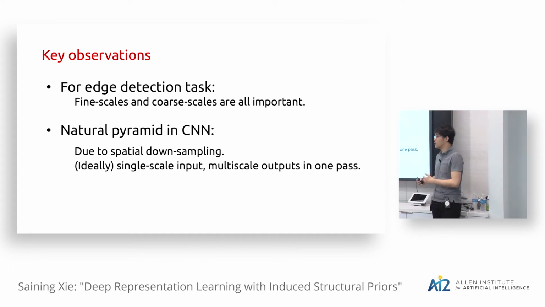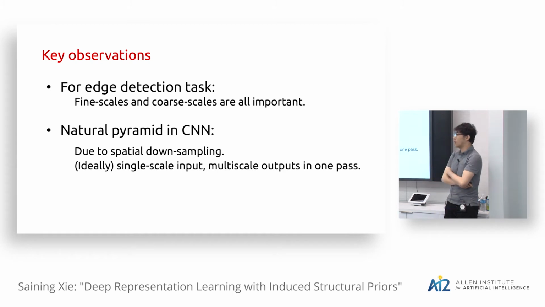But because we are working on these edge detection tasks, even starting from the first layer, the neural network output of the edge detector can be really, really useful. The second thing, which is more important, is that there is a natural pyramid in our convolutional neural network. This is due to the spatial downsampling, right? Because we have different receptive field sizes, we have different input plane sizes. So basically, we have a natural pyramid there. So ideally, instead of having a single scale input and output, we can have multi-scale outputs in just one pass. So how do we do that?